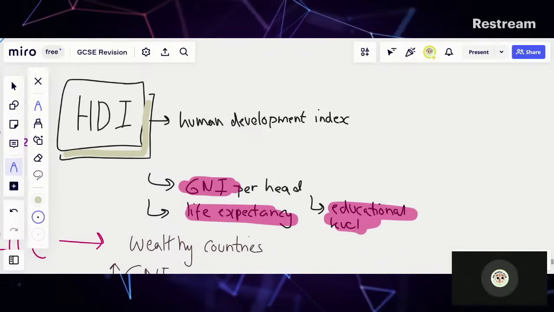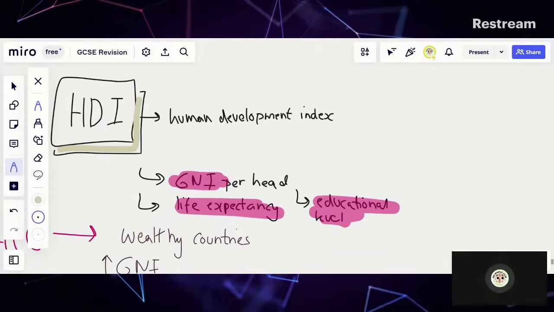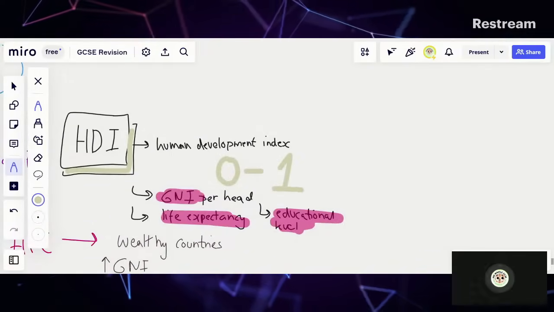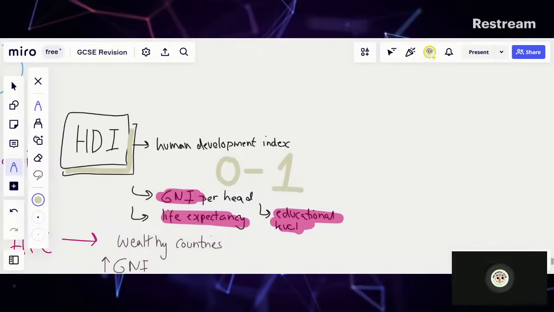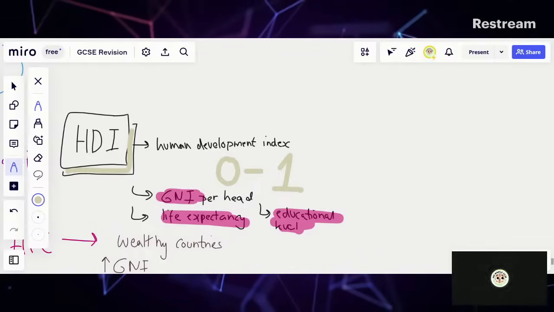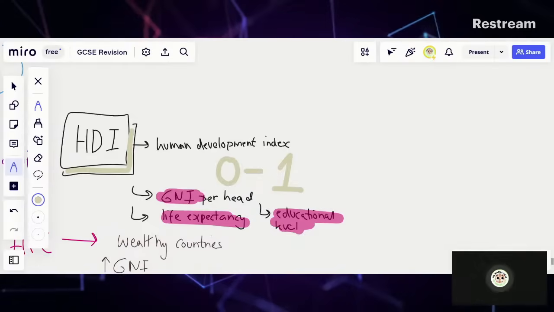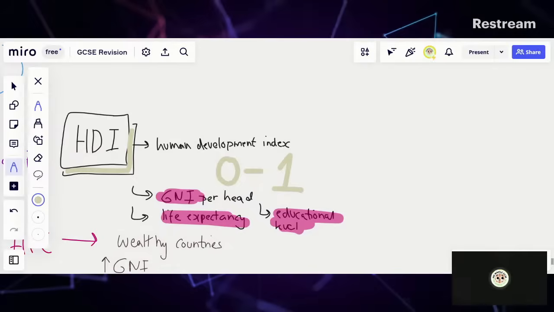So HDI is a value found between 0 and 1. So the closer it is to 0, the least developed it is, which means the lower GNI, the lower the life expectancy, and the lower the education level. But the closer it is to 1, that means it has a higher GNI, it has a higher life expectancy, and it has a higher education level.